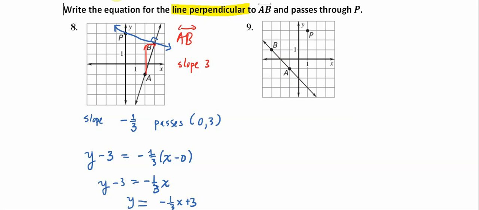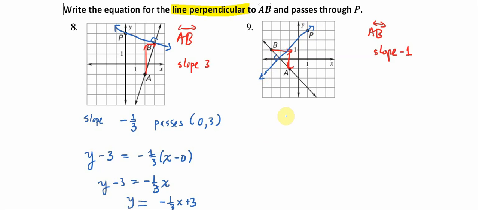All right. One more example. Here, the slope is going to be negative. From B to A, we're going to go 2 over and 2 down. So AB has a slope of negative 1. And the line that we're looking for is perpendicular to AB, and it goes through P. So it's going to look kind of like this, at a 90-degree angle.